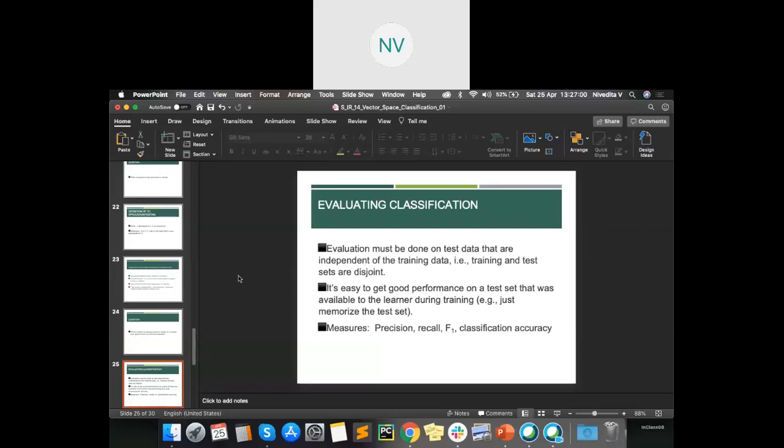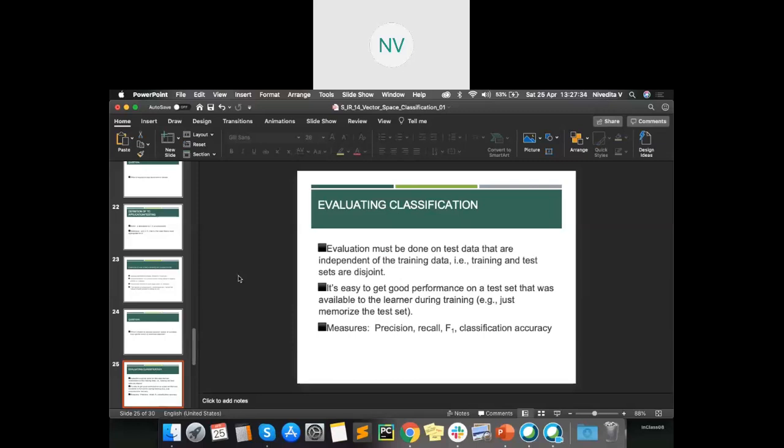Hi, my name is Manjusha. I'll be talking about evaluating a classification model. For evaluating a classification model, we want the evaluation to be done on test data that are independent of the training data. We also want the training and test sets to be disjoint, which means mutually exclusive. We have a few metrics that help us understand how our classification model performs when applied to a test or training data set.